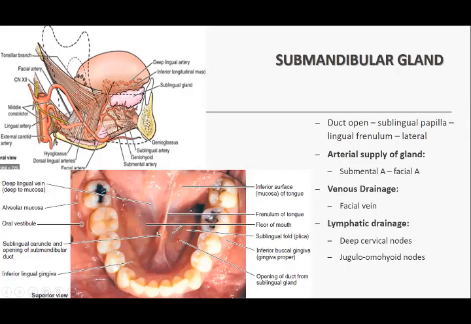Still continuing with the duct, ये frenulum of the tongue है. The duct opens on either side of the frenulum of the tongue. जिस area पे वो open करती है, that area is called sublingual papilla. ठीक है? So the duct opens at the sublingual papilla.